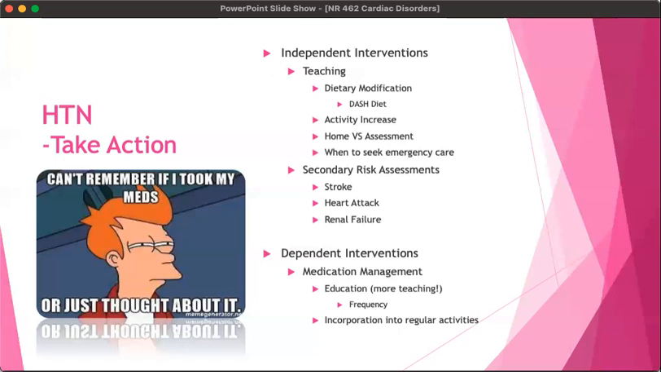For dependent interventions, there are a ton of medications that get prescribed to control hypertension, and a lot of them are based around the etiology of the hypertension. So thank goodness there's physicians that go to a lot of school to learn what antihypertensives patients should be on, because they are very good at prescribing antihypertensives to patients, which is wonderful.